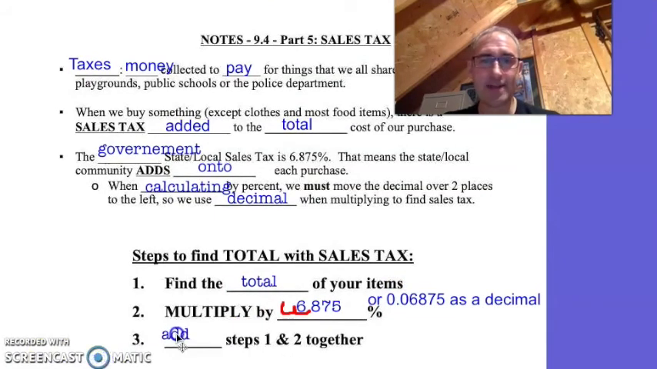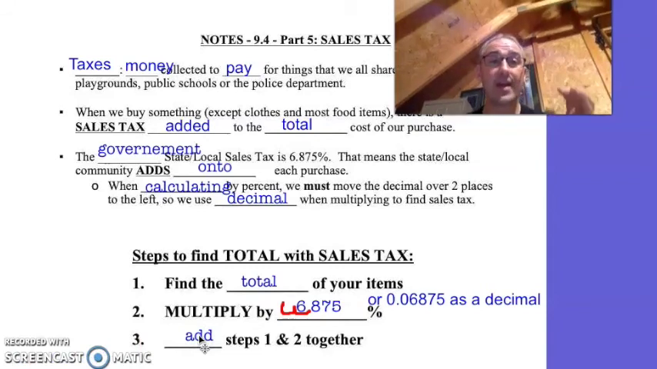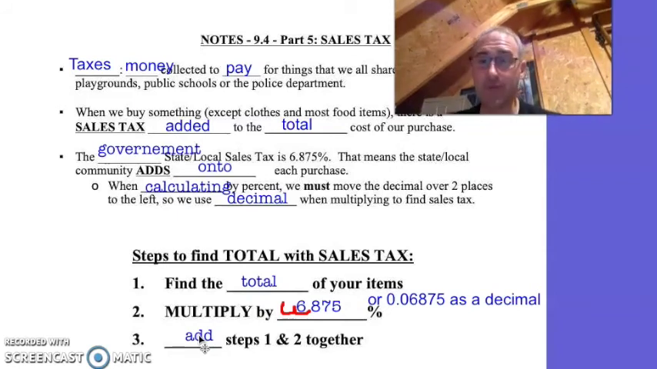And then in our last step, we are going to add steps 1 and 2 together, just like we did with tip. In tip and tax, it's adding on to our total. Discounts, it's subtracting from our total.